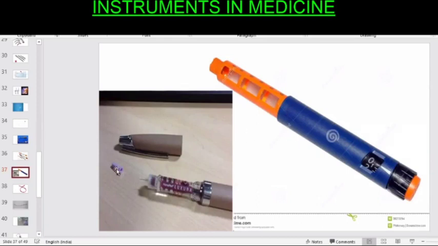Okay, any questions regarding this? Sir, what form of insulin is given and which form is not available?